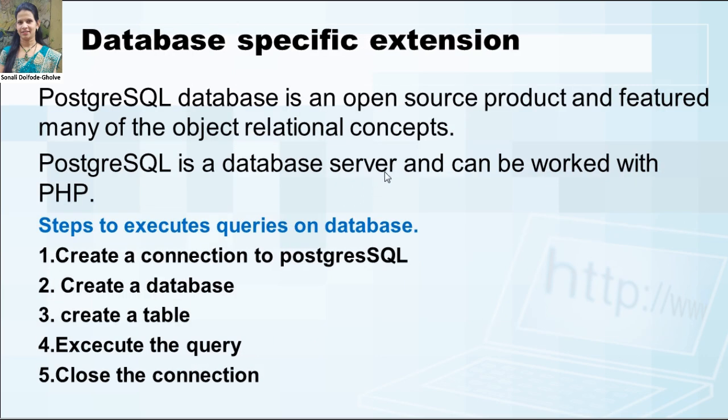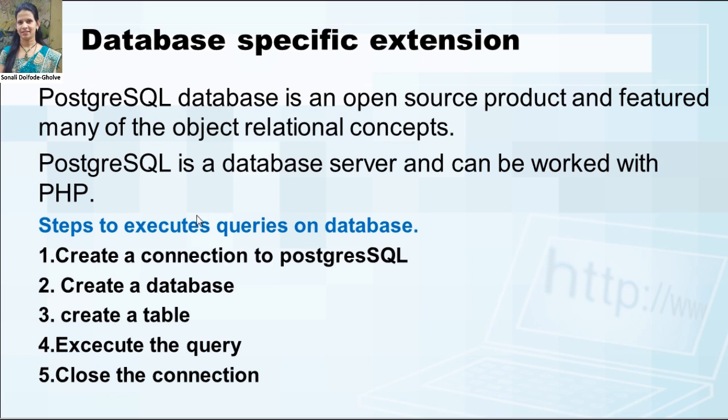Here are the database specific extensions. The PostgreSQL database is an open source product and features many of the object relational concepts. PostgreSQL is a database server and can be worked with PHP. We know how to create the tables and the database in PostgreSQL. Now we are using these tables and all the queries with our PHP. By using PHP, you can access this data. This is the database specific extension.